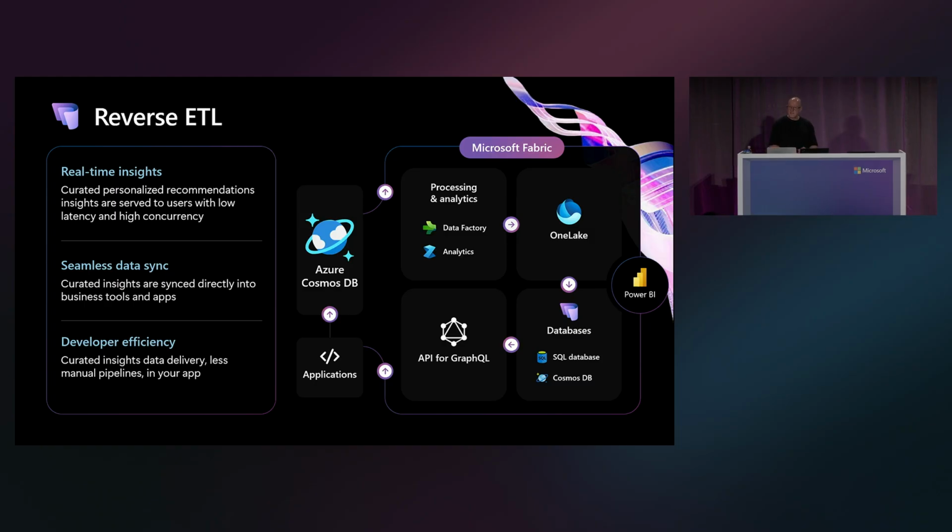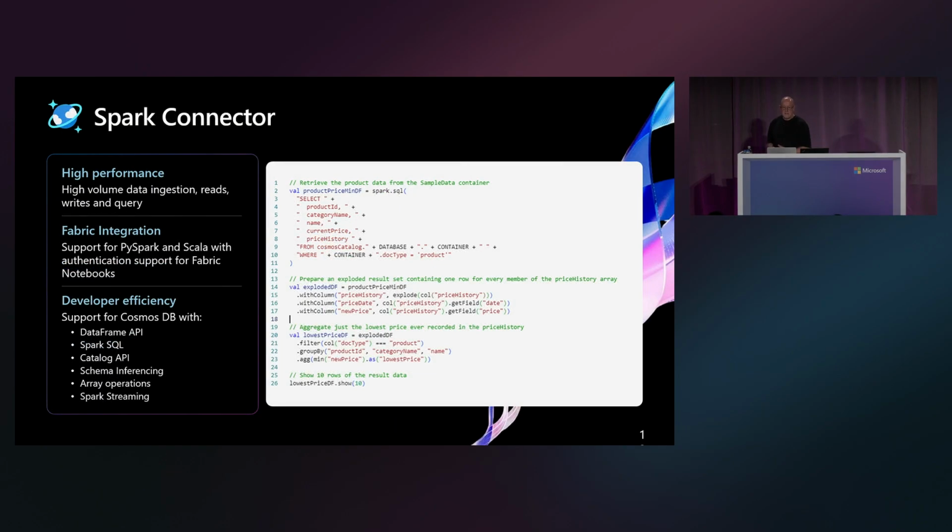As a distributed NoSQL database with automatic and instant autoscale, it's well suited to serving analytical data directly into customer-facing applications or other event-driven processes and services. And it does this using our Spark connector. With it, you can push large volumes of data using Spark's compute engine for high-performance reads, writes, or queries and transformations. The connector also natively integrates with Spark DataFrame, Spark SQL, and Spark's Catalog API, and supports schema inferencing and working with JSON data.